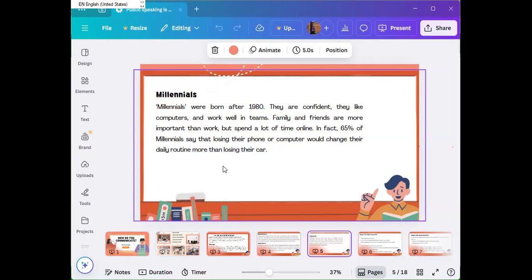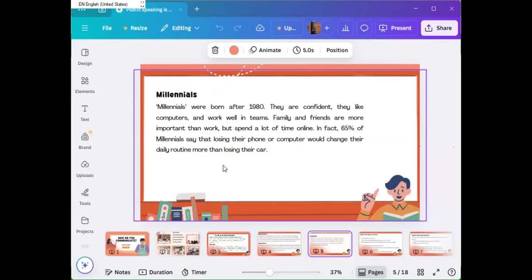In fact, 65% of millennials say that losing their phone or computer would change their daily routine. So how important the internet, the phone, and the computer are for millennials, right? Millennials say that losing their phone or computer would change their daily routines more than losing their car. This is about the millennials.